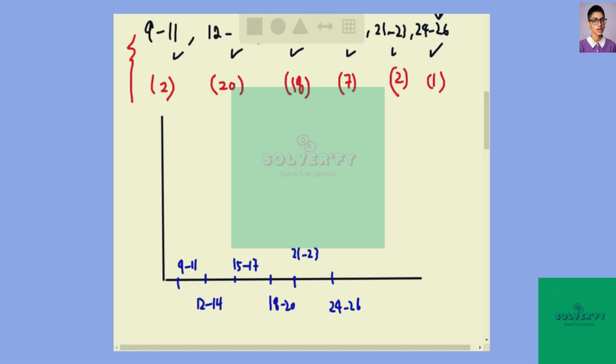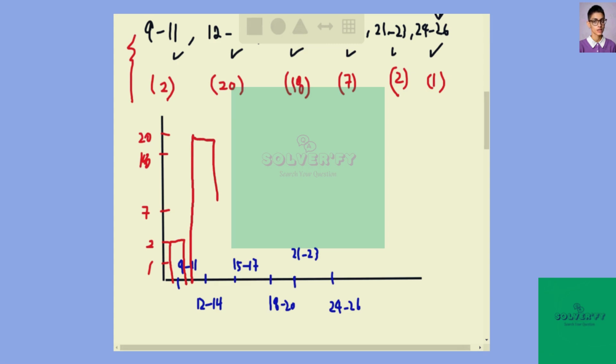Okay, so now we just make sure. 20 is the largest one, and then 18, and then 7. So that's really small. 7, 2, and 1, okay? Then you just need to have a box. So 9 to 11, we had a 2, so we're going to have this box, okay? All right, height of 2. 12 to 14, we have 20, so it should be hitting the highest.